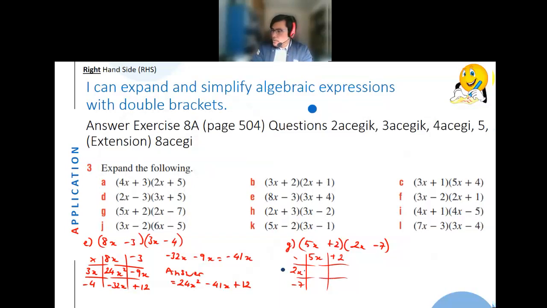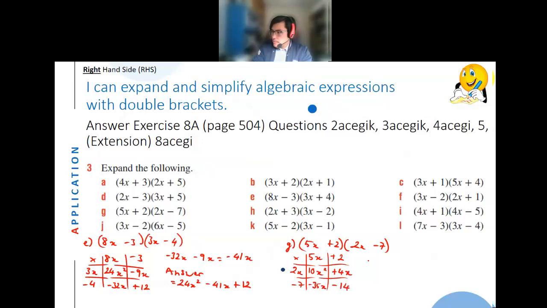Okay, so 2 times 5, that's 10. X times x is x squared. Then we have 2x times plus 2. Positive and positive is a positive. 2 times 2 is 4, so plus 4x. Then we have negative 7 times 5x. Negative and a positive is a negative. 7 times 5 is 35, so we have negative 35x. And negative 7 times plus 2, negative and a positive is negative. 7 times 2 is 14.